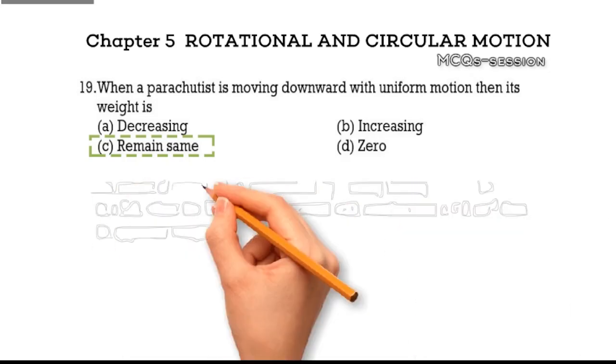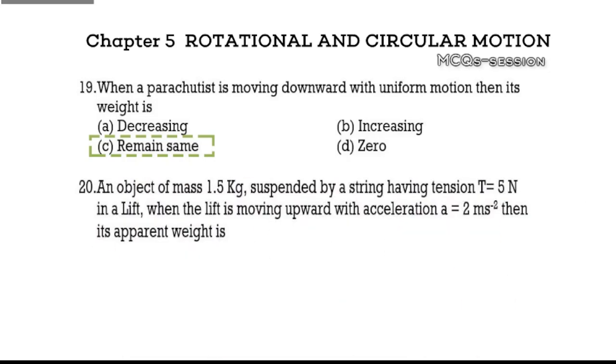Question 20. An object of mass 1.5 kilograms is suspended by a string with tension 5 newtons in an elevator. When the elevator is moving upward with an acceleration of 2 meters per second squared, what is its apparent weight? A. 8 newton, B. 5 newton, C. 2 newton, D. 1.5 newton. Pause the video and think. The answer is C. 2 newtons.